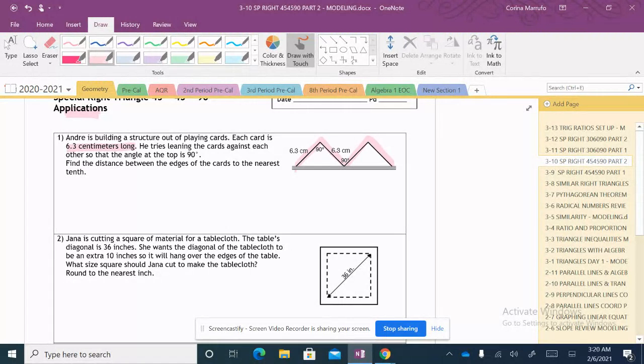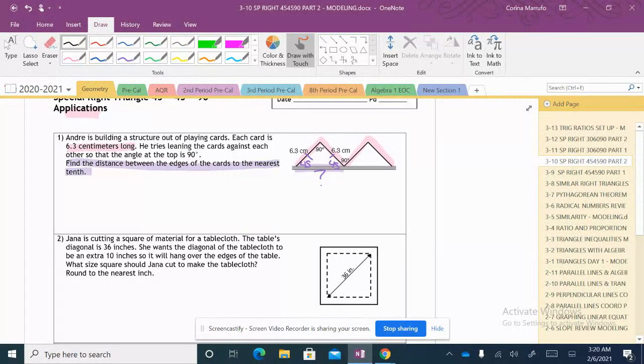Find the distance between the edges of the cards to the nearest tenth. So when he's asking to find the distance between the edges of the cards to the nearest tenth, we are looking for this piece right here. Because these two sides are the same, that makes this a 45-45-90 triangle.